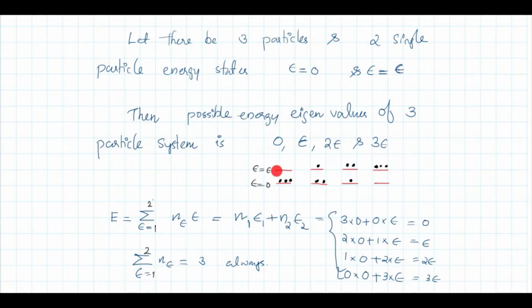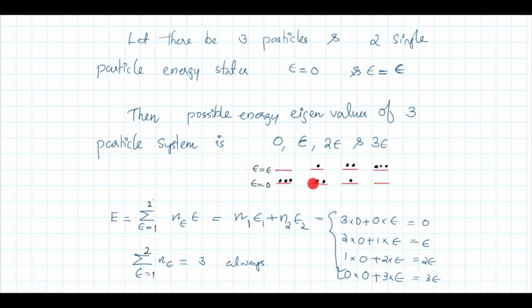I will explain. Here you have two single particle energy states with energy 0 and epsilon, and three particles. One possibility is all the three particles in the ground state and no particles in the upper state. Then the total energy of the system will be 3 into 0 plus 0 into epsilon. Okay, three particles in the 0 energy state plus 0 particles in the epsilon energy state. So total energy is 0. That is one of the possibilities of the system.